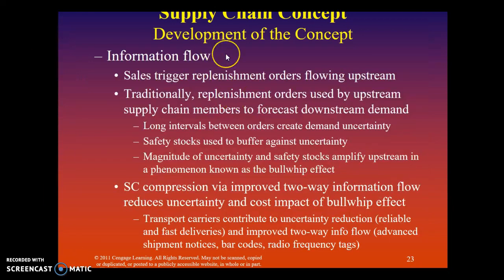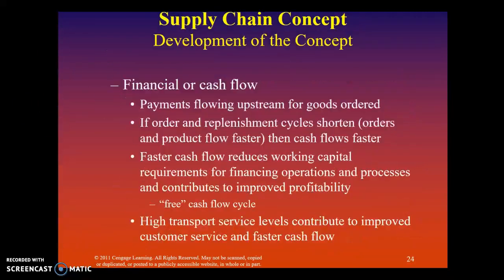When we look at the information flow, replenishment orders flow upstream, and they can also forecast downstream demand. Sometimes when we look at transport carriers, they contribute to uncertainty reduction. It's reliable and fast deliveries. Or an improved two-way info flow where the advanced shipment notices, the barcodes, radio frequency tags, that's where technology actually comes in and is a major player in how the information about those products and services is transmitted.